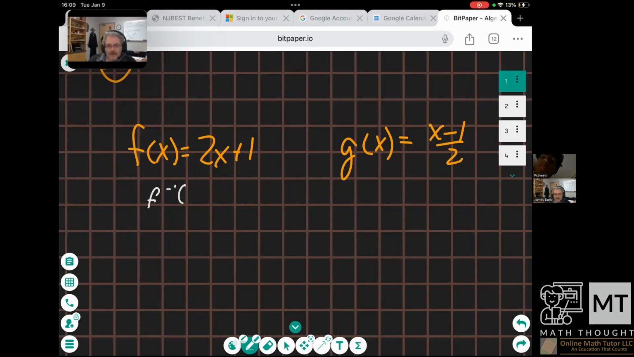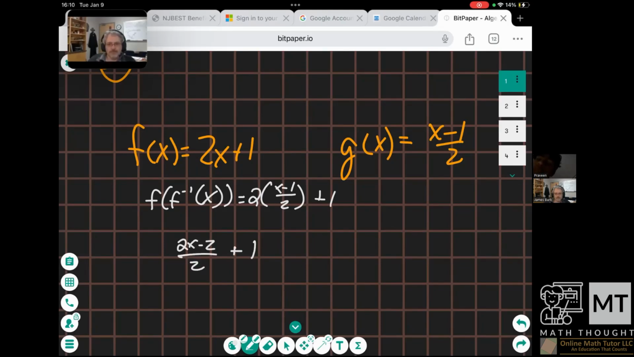Okay, so it's the inverse of the function. Or no, this one wouldn't be that. It would be 2 times, right, and then so it's x minus 2 divided by 2 equals x minus 1.